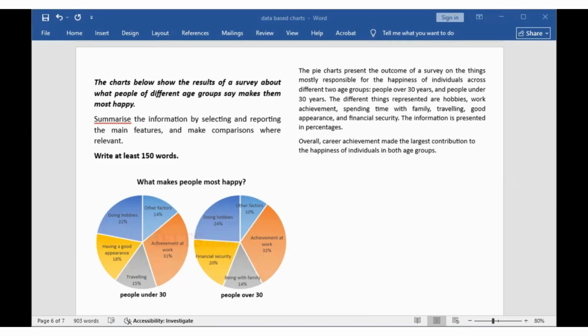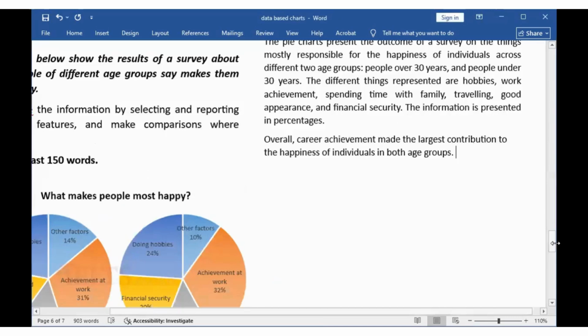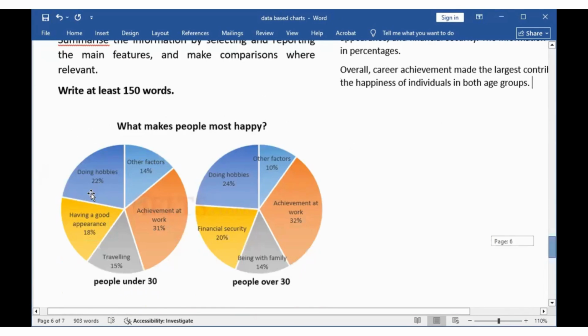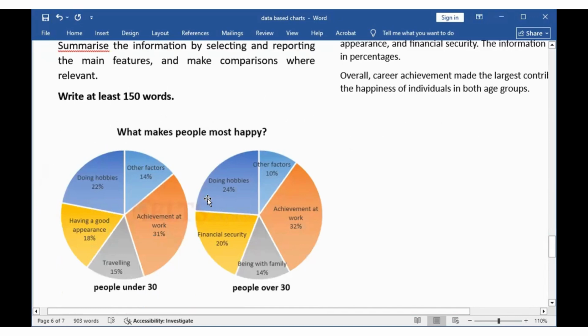Let me make this bigger. You cannot say that there was an increase in doing hobbies. Some people will look at this and they will say that doing hobbies increased from 22% to 24%. That's bad sentence construction. Having a good appearance is only showing up on this side. It's not showing up here.